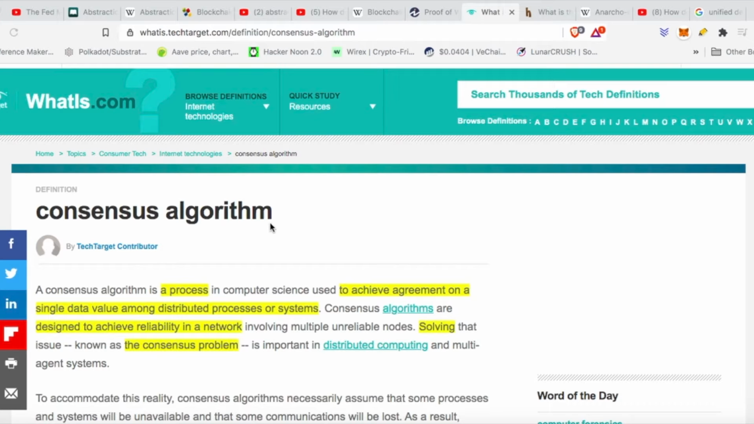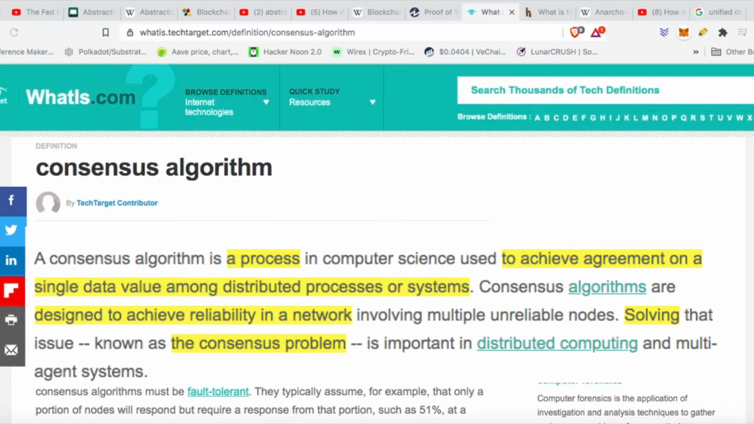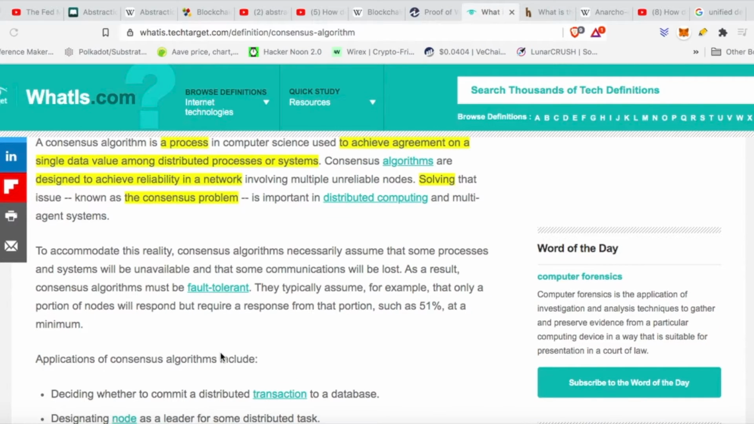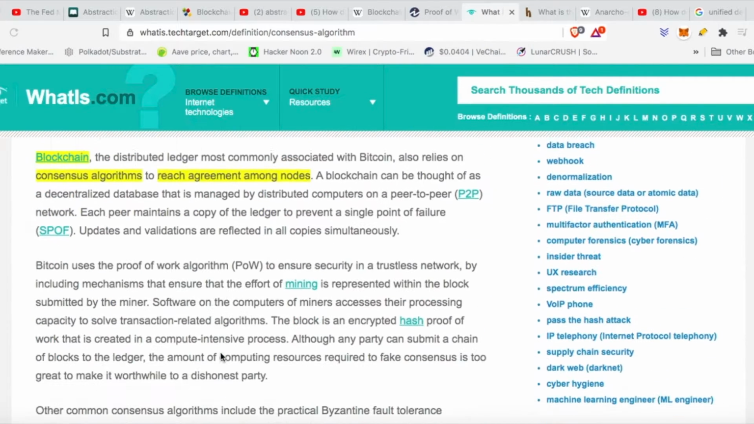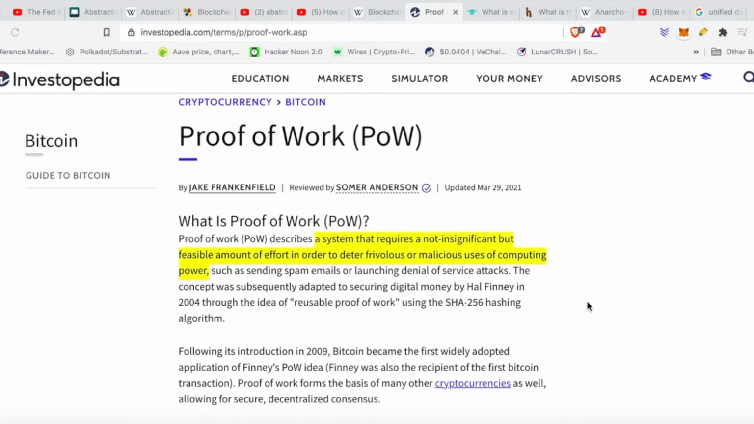What is a consensus algorithm? It's a process used to achieve agreement on a single data value among distributed processes or systems. They are designed to achieve reliability in a network, solving the issue known as the consensus problem. In blockchain, consensus algorithms reach agreement among nodes. A famous consensus algorithm is proof of work.